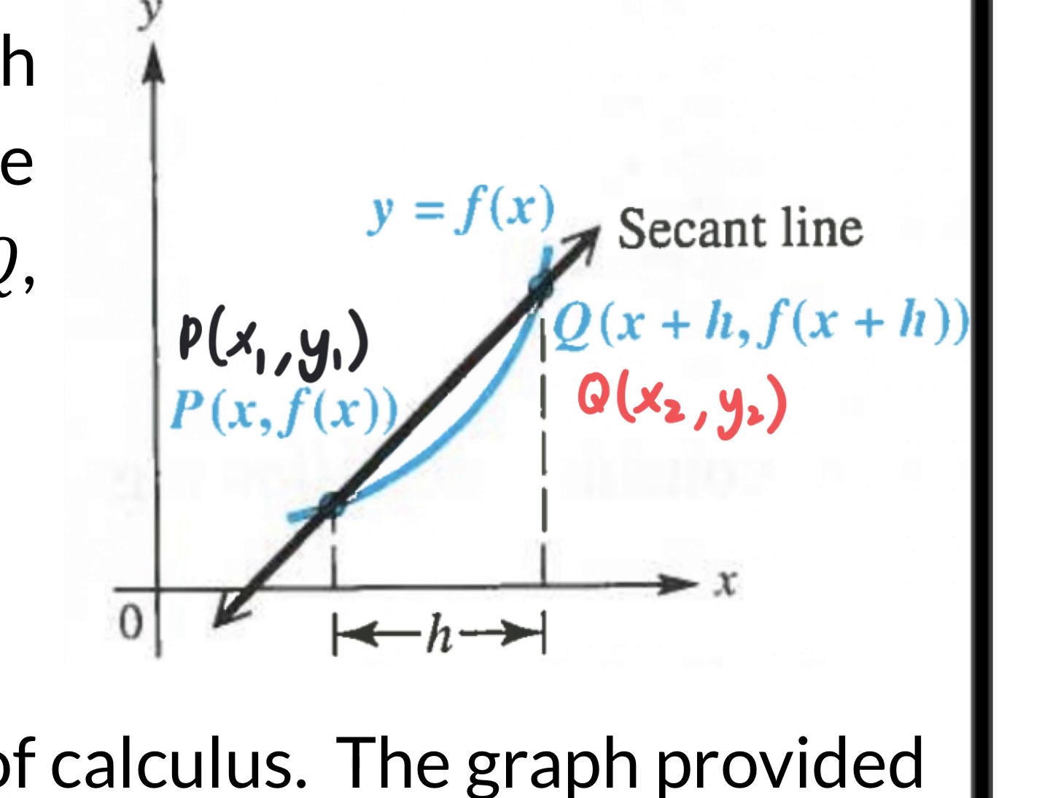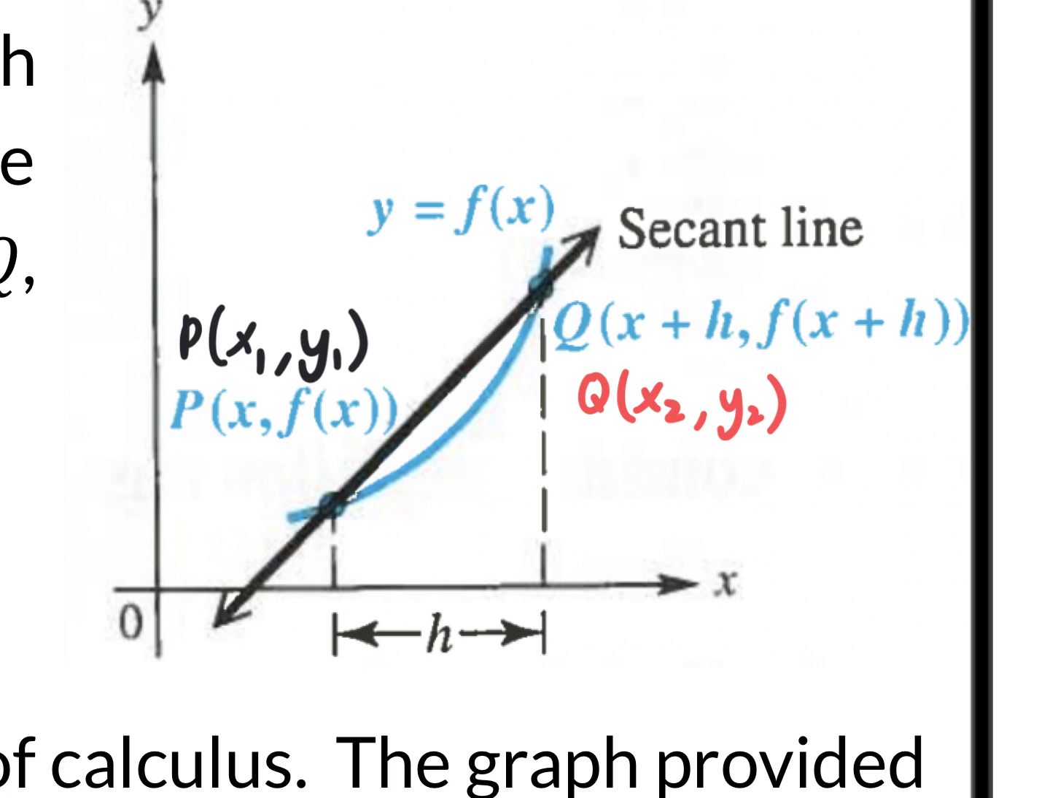If I have this blue curve that we're given, this is our function f of x. We are trying to find the slope between the 2 points on this curve. You call that a secant line. A secant line goes through a curve at 2 points.